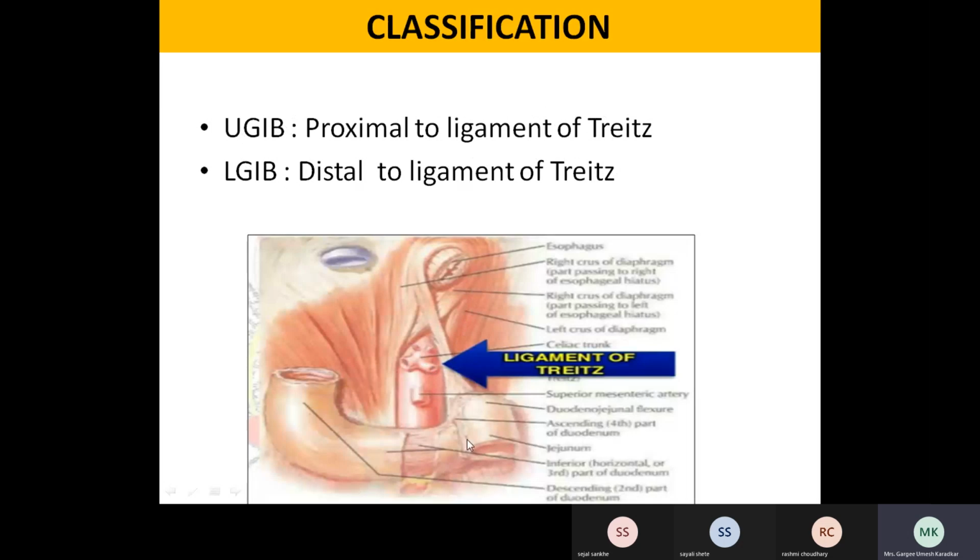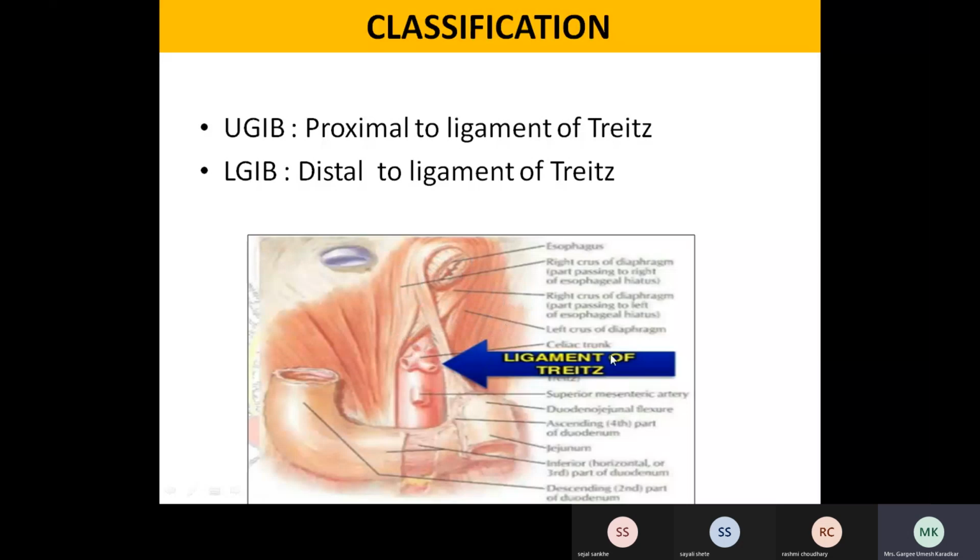Okay, where is it? This is your abdominal cavity. If it is cut horizontally, what you can see here. Okay, what is this? This is your esophagus. This is your right crus of the diaphragm, that is a part passing to the right of the esophageal hiatus. Okay, then this is your left crus of the diaphragm, that is a part which is passing to the left of the esophageal hiatus.